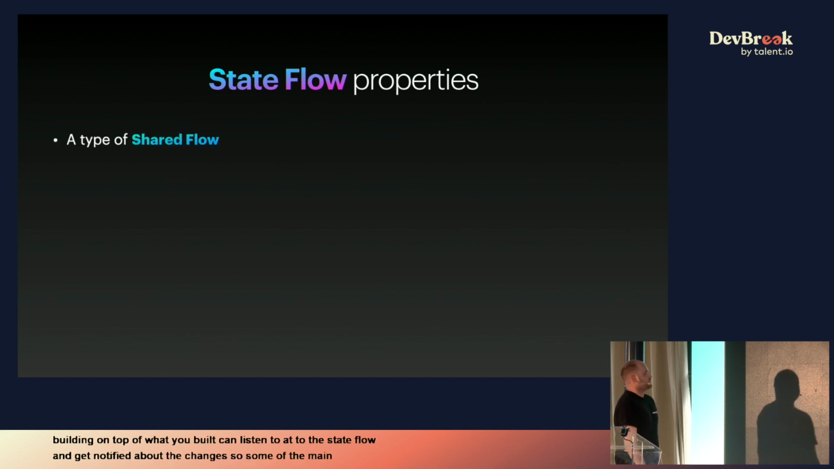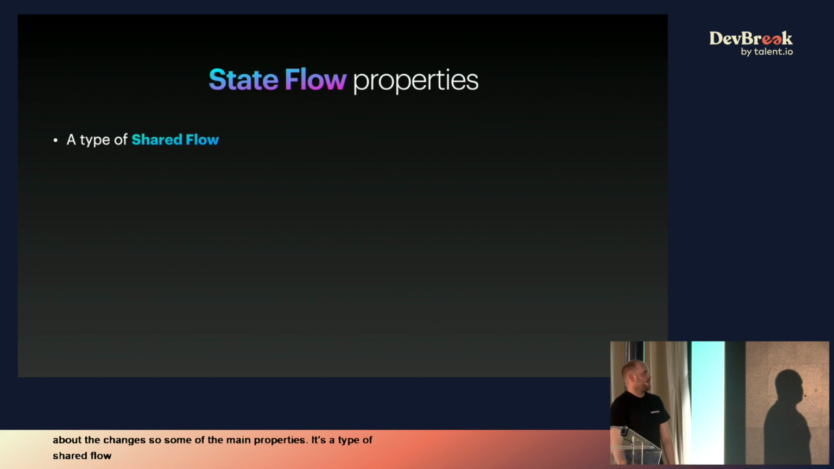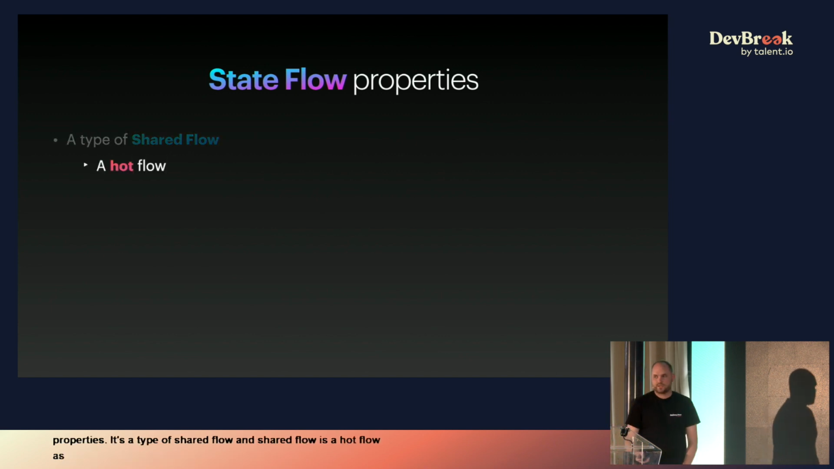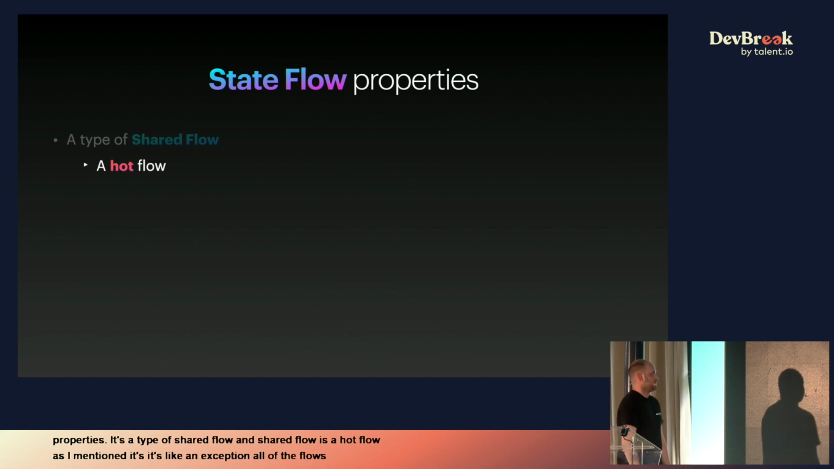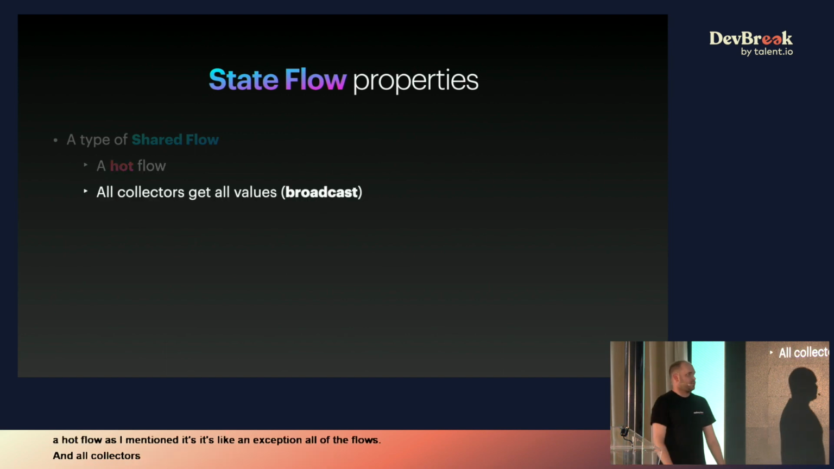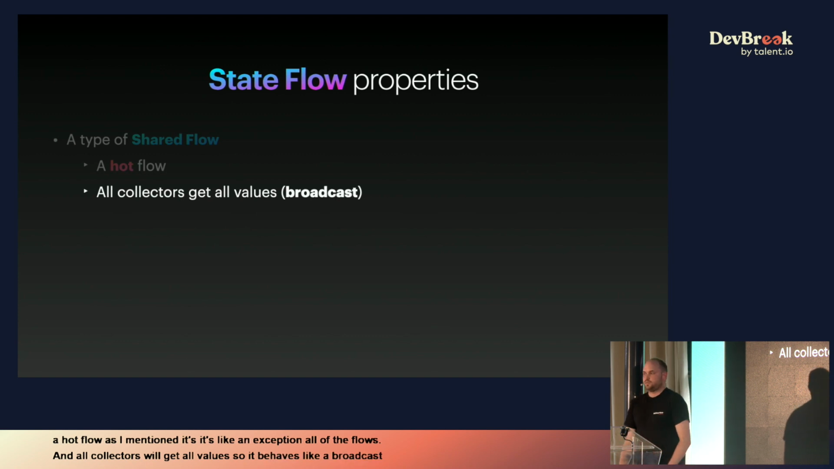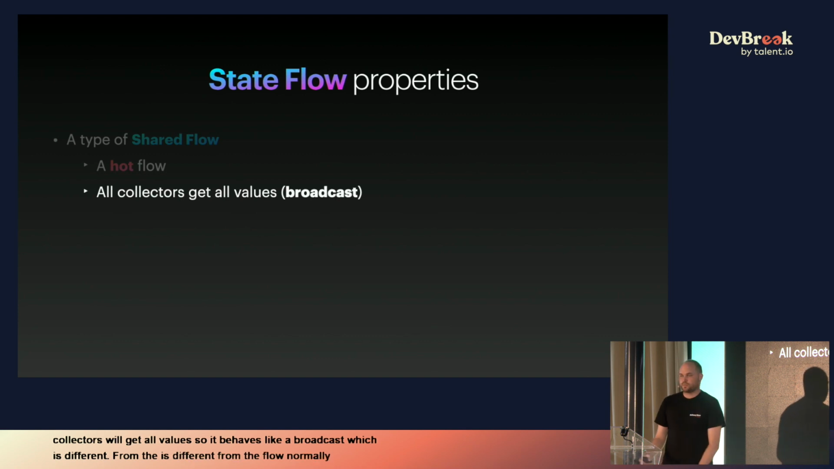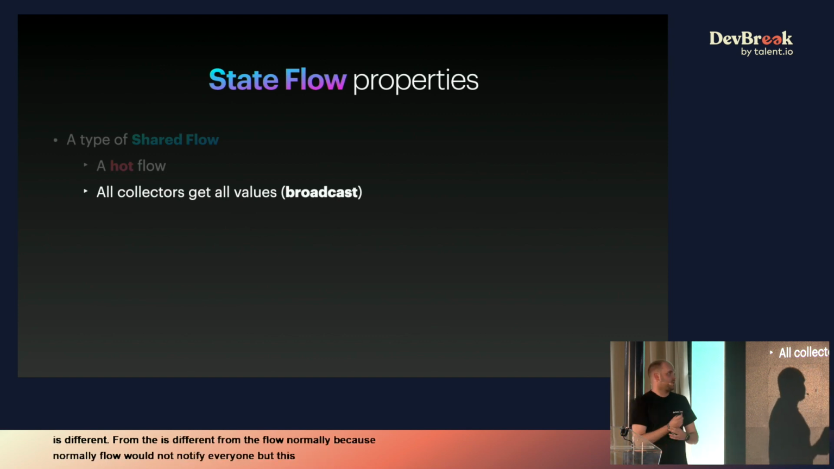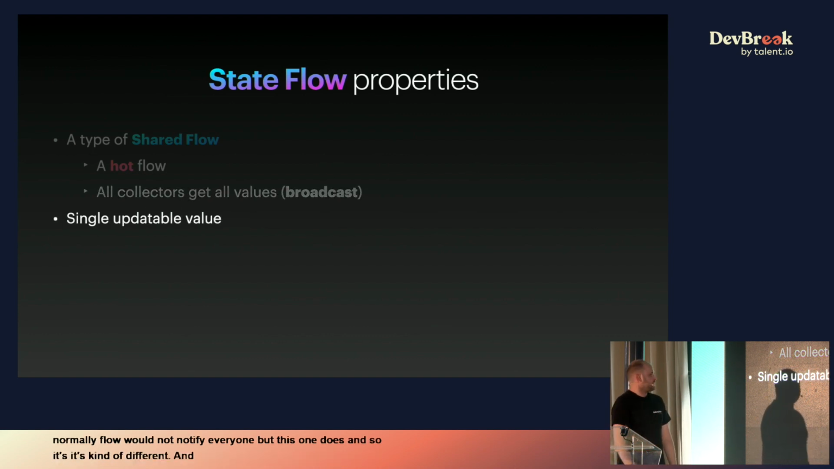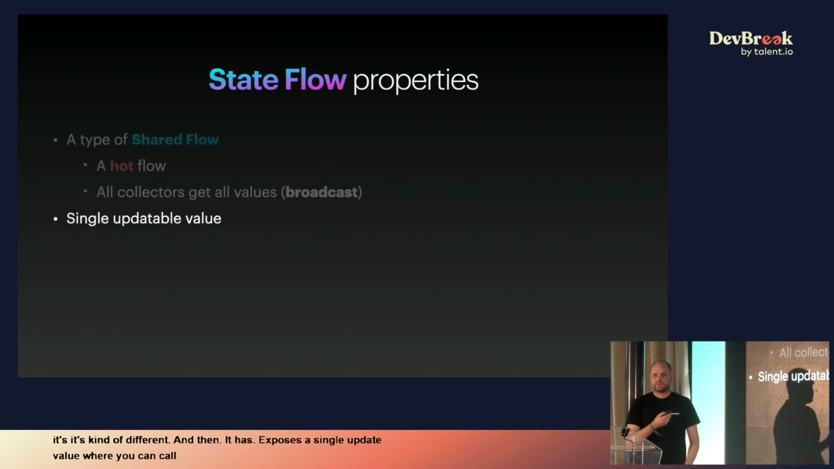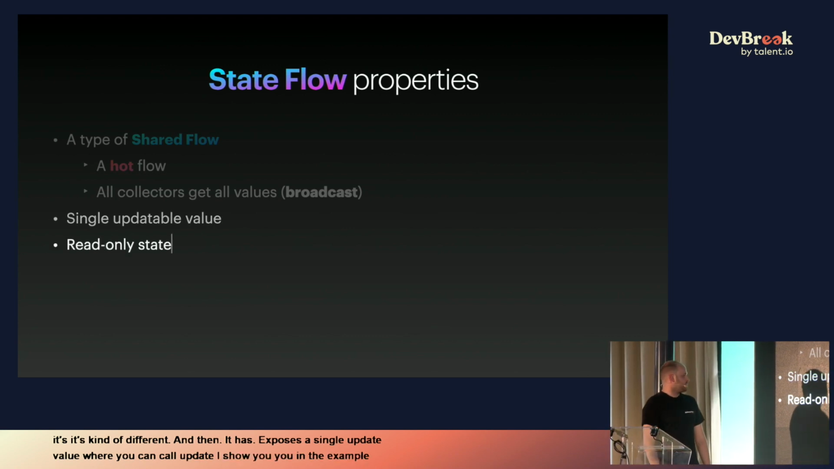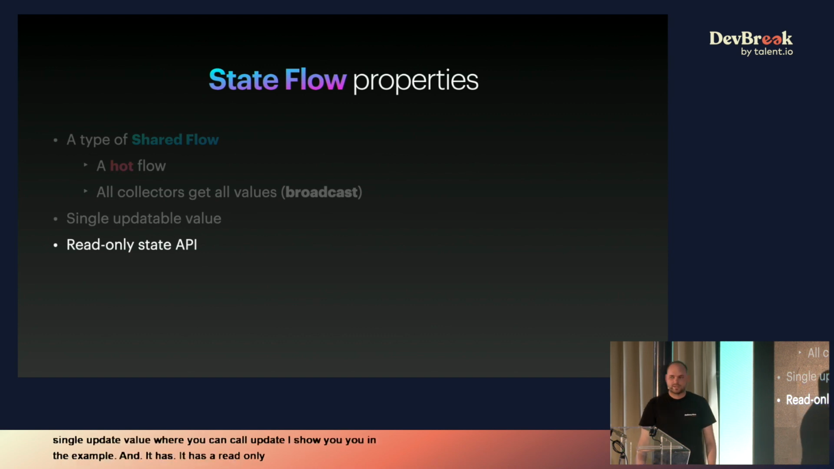So some of the main properties: it's a type of SharedFlow, and SharedFlow is a hot flow, as I mentioned. It's like an exception to all of the flows, and all collectors will get all values, so it behaves like a broadcast, which is different from the flow normally, because normally flow would not notify everyone, but this one does, and so it's kind of different. And then it exposes a single updatable value where you can call update, as I've shown you in the example. And it has a read-only state API.